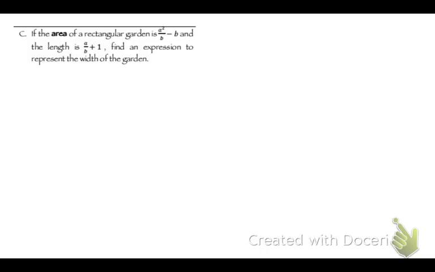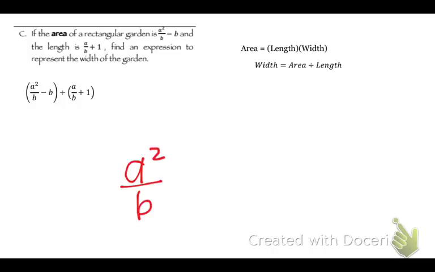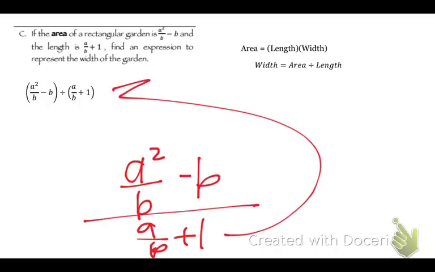Now let's look at this. So if the area of a rectangular garden is a squared over b minus b, and the length is a over b plus 1, we need to find the expression to represent the width. Well, area equals length times width, but I'm trying to find width, so that means that width is area divided by length. So that's going to be a squared over b minus b divided by a over b plus 1. Okay, this would start out looking like a complex fraction, a squared over b minus b over a over b plus 1. Then I just rewrote it that way.